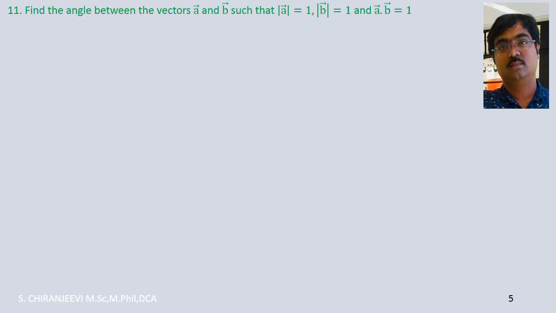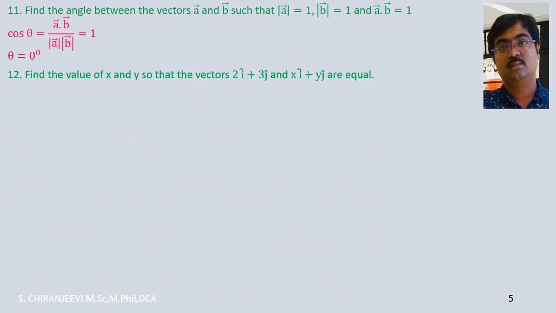Find the angle between the vectors vector A and vector B such that magnitude A equal to 1, magnitude B equal to 1 and A dot B equal to 1. Cos theta equal to A dot B divided by magnitude A into magnitude B. Substituting, cos theta equal to 1, so theta equal to 0 degrees.